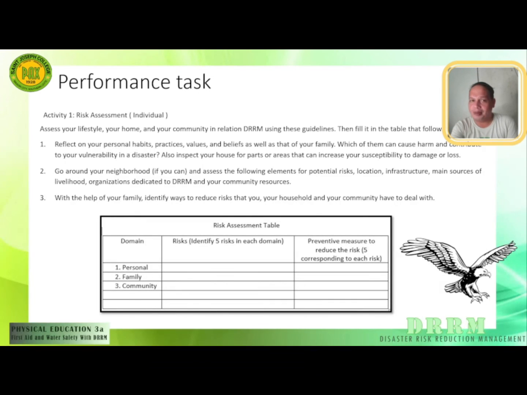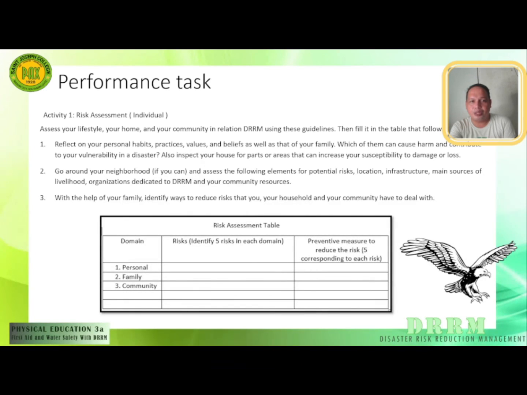All right, performance task. This will be an individual task. Activity 1, specifically. This is risk assessment. On a whole bond paper, you have to assess your lifestyle, your home, and your community in relation to DRRM, disaster risk reduction management, using this guideline. The guideline is below, for example. Then fill in the table that follows with details.